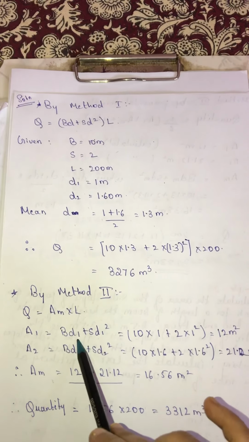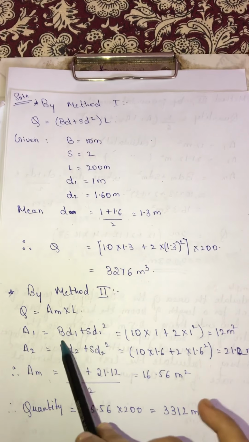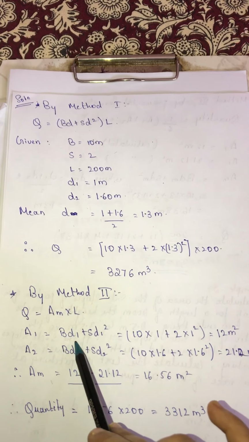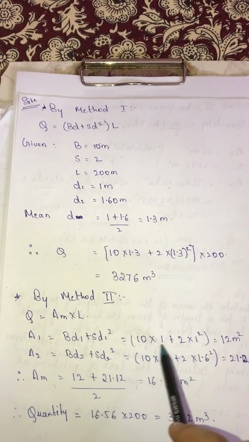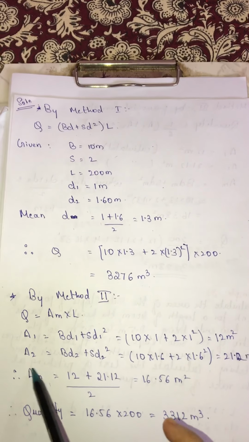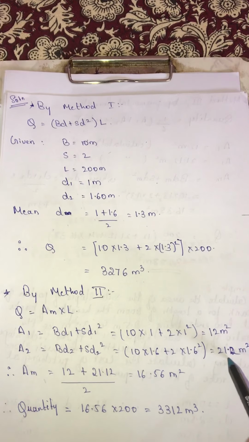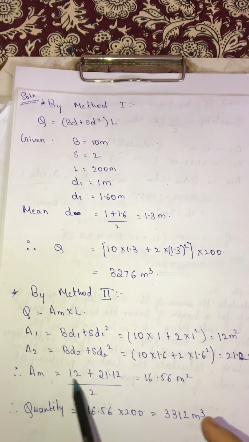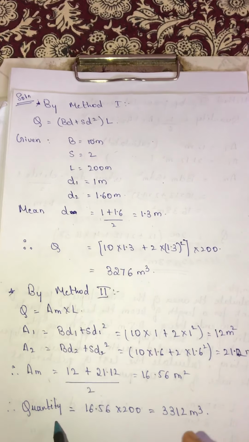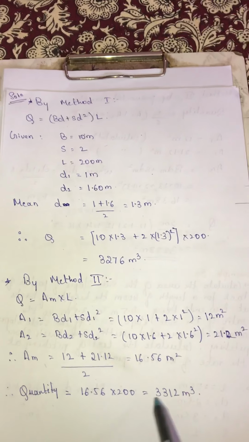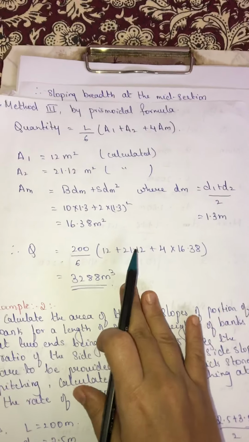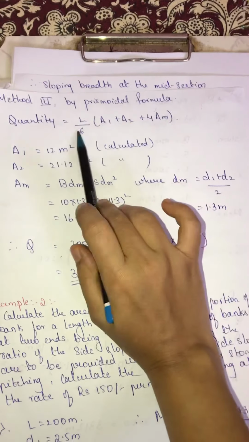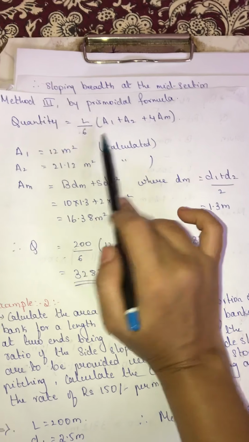Next, by method 2, we need to calculate the mean area, that will be from A1 and A2. A1 will be BD1 plus SD1 square, where D1 is the height at one end. We get it as 12 meter square, and for A2 we get 21.12 meter square. So AM will be A1 plus A2 divided by 2. Similarly, putting it in this formula, we get 3312 meter cube.